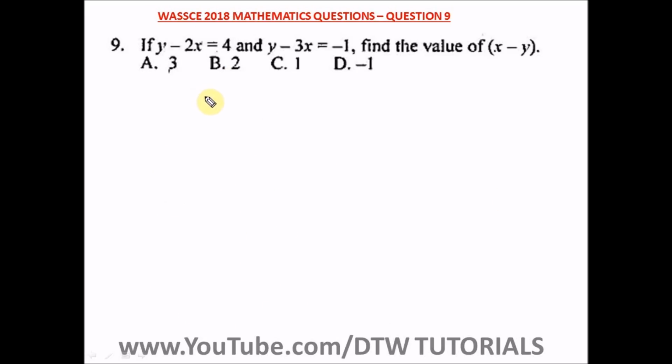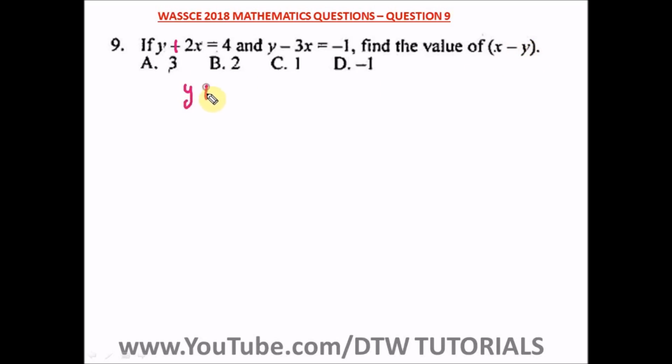Question 9 of the WASSCE 2018 Mathematics Past Question, that's your WAEC exam, says if y minus 2x, okay, this is a typo here, this is supposed to be positive. If y plus 2x is equal to 4 and y minus 3x is equal to minus 1, find the value of x minus y. Okay, how do we do this? We have two equations here, that's a simultaneous equation. So we're going to find the value of x and y, then we'll find the value of x minus y.